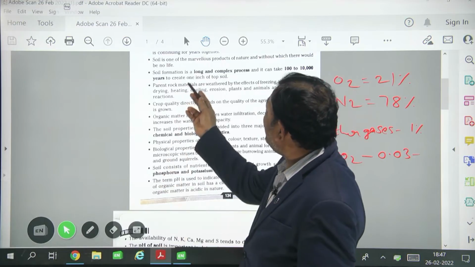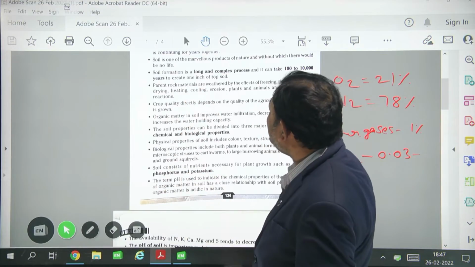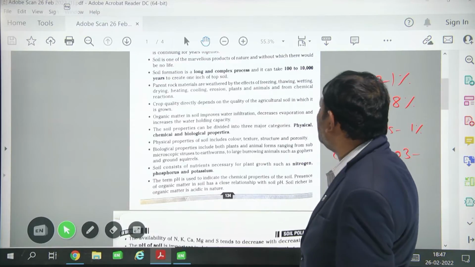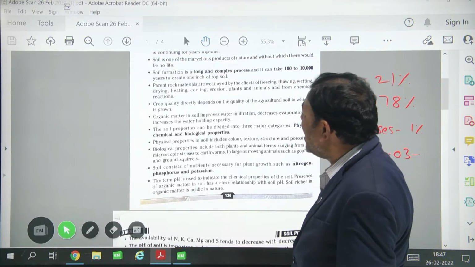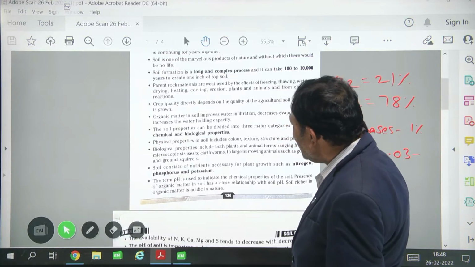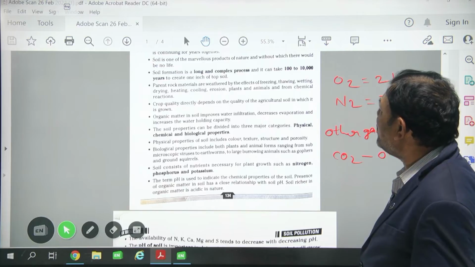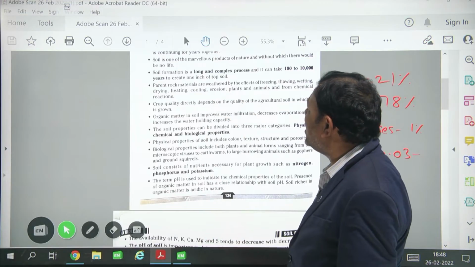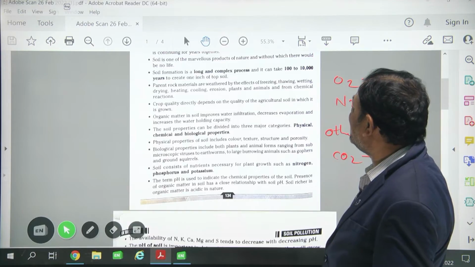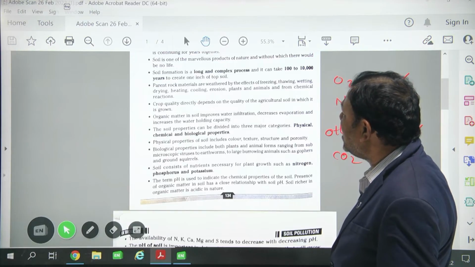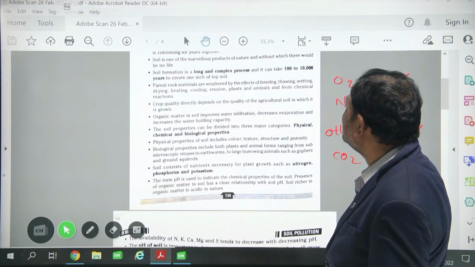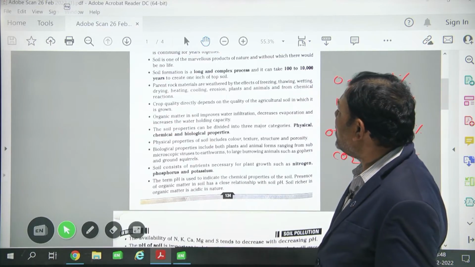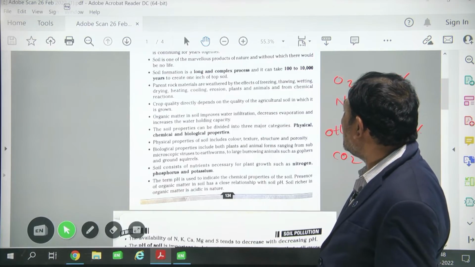So here, parent rock materials are weathered by the effects of freezing, thawing, wetting, drying, heating, cooling, and erosion by plants and animals, and form through chemical reactions. The quality of the crop directly depends upon the quality of the agricultural soil in which it is grown.